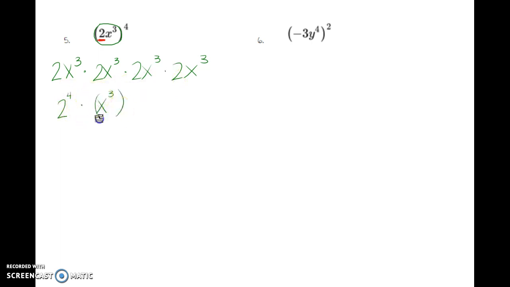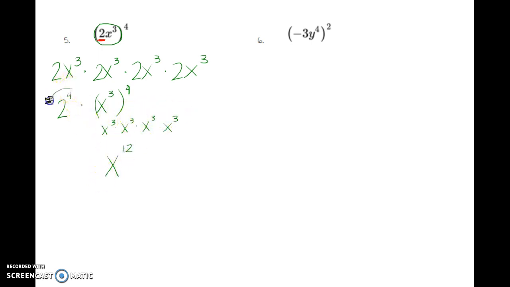So before I jump to my final answer, let's look at what this would be expanded. You're taking this entire base and multiplying it 4 times. So 2x cubed times 2x cubed times 2x cubed times 2x cubed. If we were to rearrange this, you're doing 2 times itself 4 times, so you're doing 2 to the 4th power, and you're doing x cubed to the 4th power. And what we just found out, x cubed to the 4th power, is x to the 12th, because you're doing x cubed 4 times, right? And you could add 3 plus 3 plus 3 plus 3, and you would get x to the 12th.